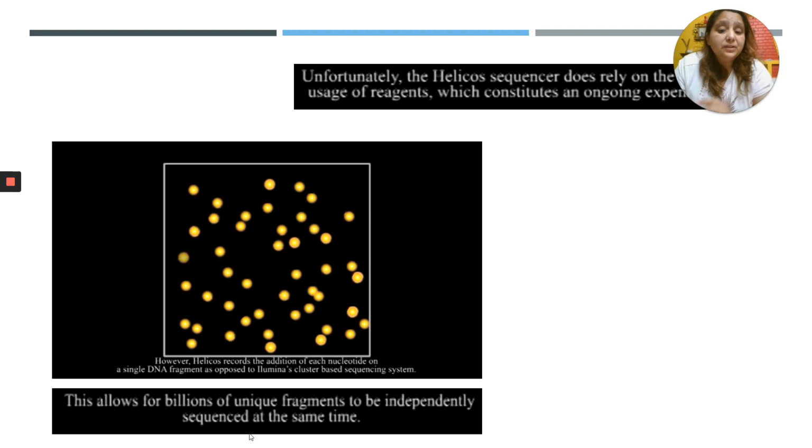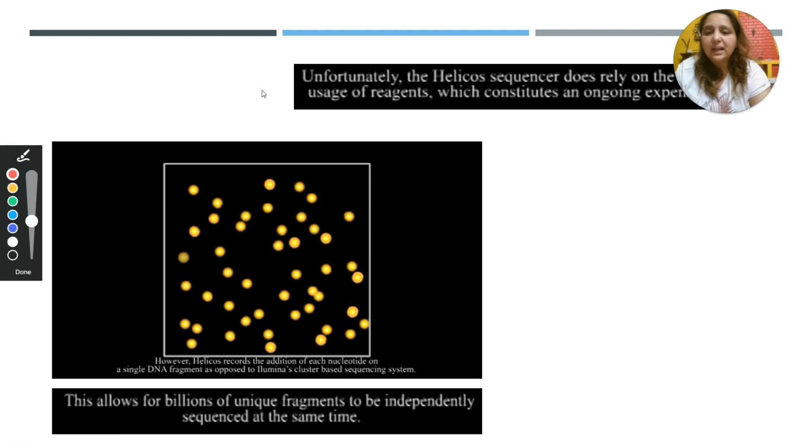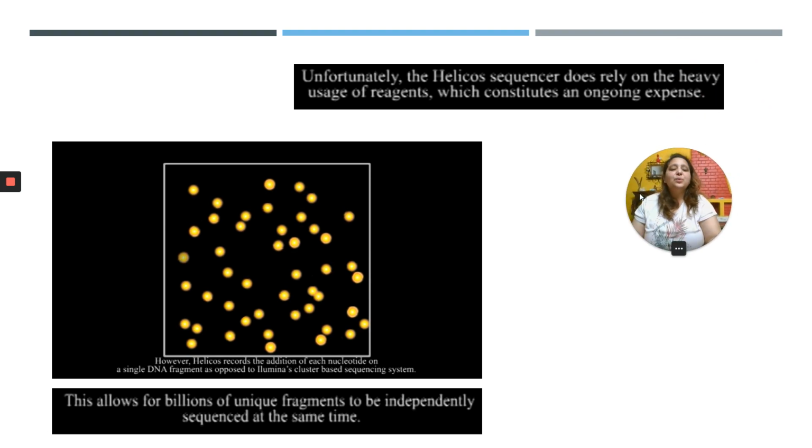So billions of fragments are sequenced independently, but as I have already told, one of the greatest limitations was that it was very expensive, a lot of reagents were used because at one time only one nucleotide is flowed through the sequencer. So heavy usage of reagents led to this technology being expensive. That is why it became obsolete in 2012, but it is still being revived.